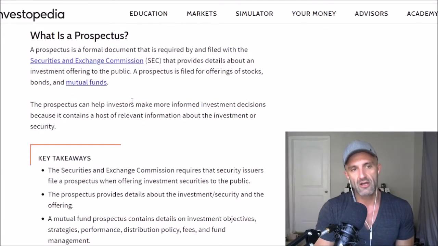What is a prospectus? A prospectus is a formal document that is required by and filed with the Securities and Exchange Commission that provides details about an investment offering to the public. A prospectus is filed for offering stocks, bonds, and mutual funds. The prospectus can help investors make more informed investment decisions because it contains most of the relevant information about the investment or security. Yes, this is exactly true.